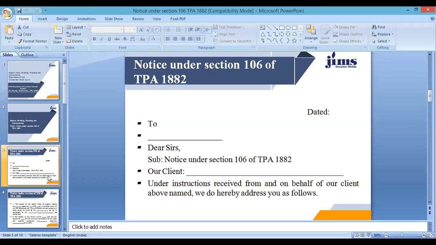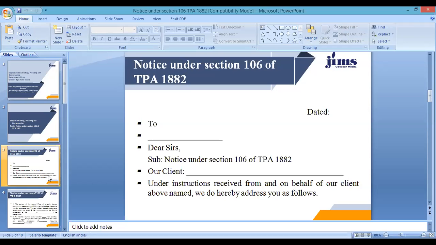Second, the said notice must also have an addressee, where you explain the addressee by his name, his father's name or son's name, as the case may be, and his place of residence. Further, it must also have a subject. Then you may write as notice under section 106 of the TPA. Thereafter, you will explain about your client, who is your client.